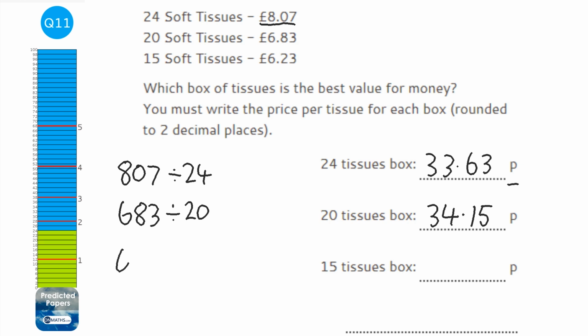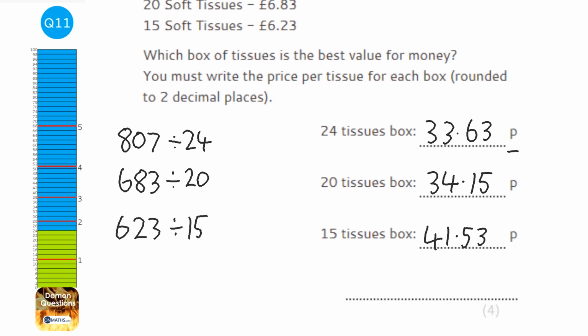And the last one is 623 divided by 15. So 623 divided by 15, and I do have to round this one because it's 41.5 and then 3 recurring, so it's just going to be 3.